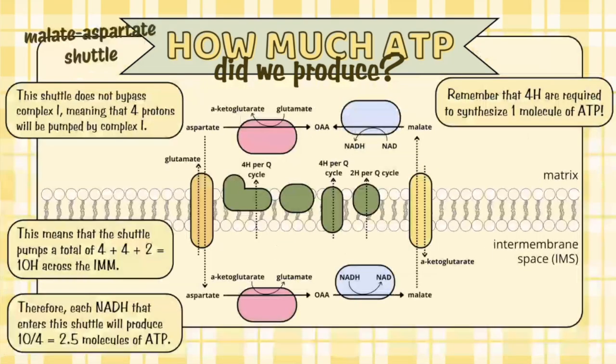Now, the second shuttle is called the malate aspartate shuttle. It looks really complicated, but we can simplify it. Basically, we can donate the electrons of NADH to oxaloacetate, and this will convert it to malate. Remember, this was a step in the TCA cycle, but it was the opposite: malate to oxaloacetate, but it's the same enzyme.